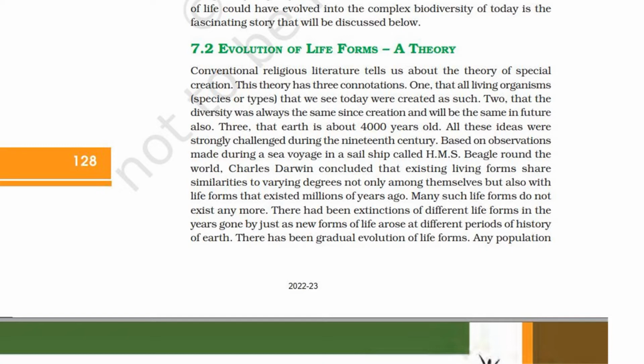Many such life forms do not exist anymore. There had been extinctions of different life forms in the years gone by, just as new forms of life arose at different periods of history of Earth. There has been gradual evolution of life forms.